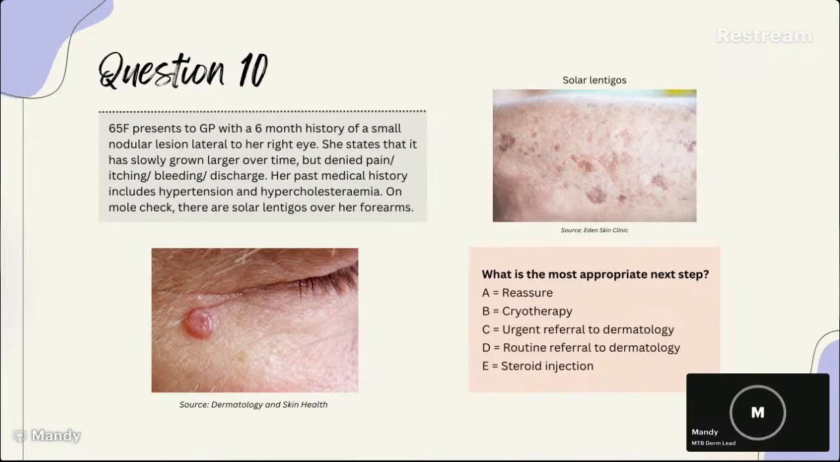Is it A, reassure, B, cryotherapy, C, urgent referral to dermatology, D, routine referral to dermatology, or E, a steroid injection? I'll give you a little bit of time to have a think and let me know in the chat.